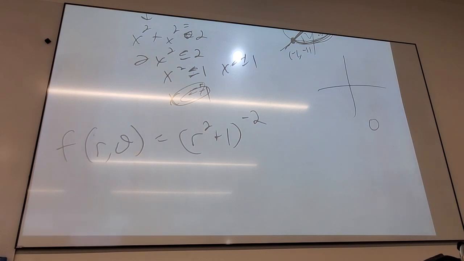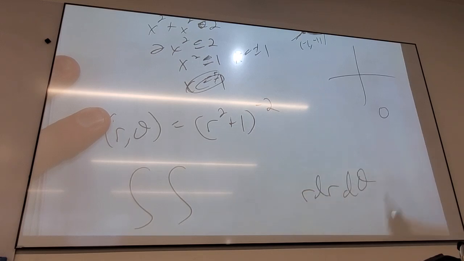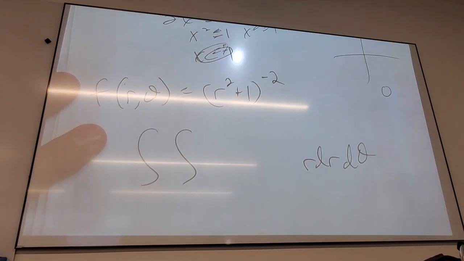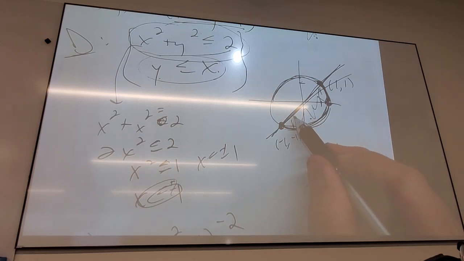So I'm converting everything to polar now. Now here's where the angles are going to come into play. This is where it's really good to look at it from an angular standpoint, because now I need dr d theta kind of stuff going on. So almost always it's going to be r dr d theta. Can somebody tell me what theta is going from and to?